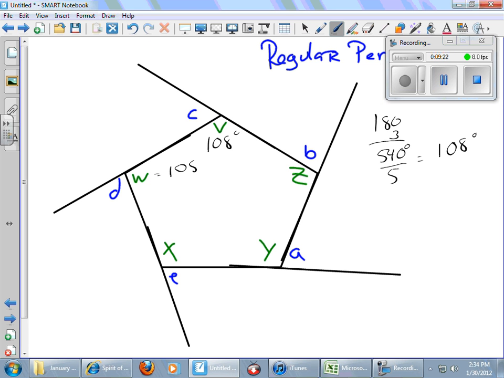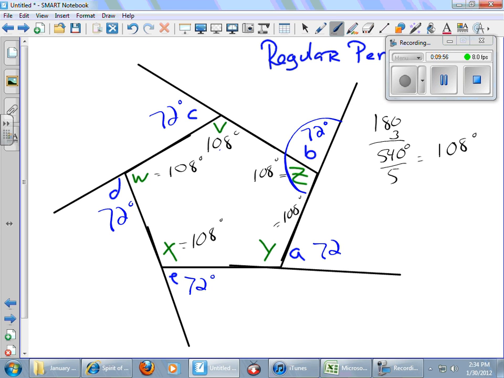Okay, 108, 108, 108, and 108. Now, angle B and angle Z make a straight angle. 180 minus 108 would be 72 degrees, right? And this is 108, so this is going to be 72. This will be 72 degrees. This will be 72 degrees. And this will be 72 degrees, right? All the way around, you're getting 72 degrees.